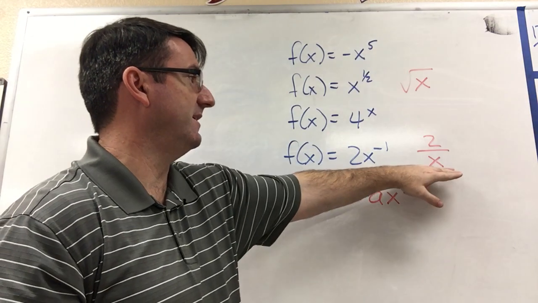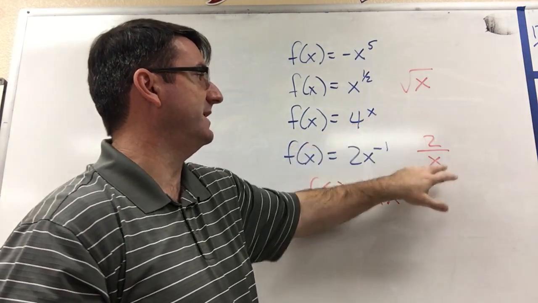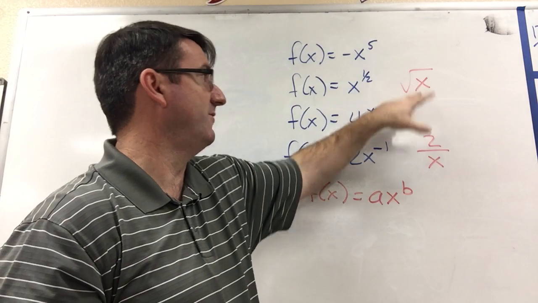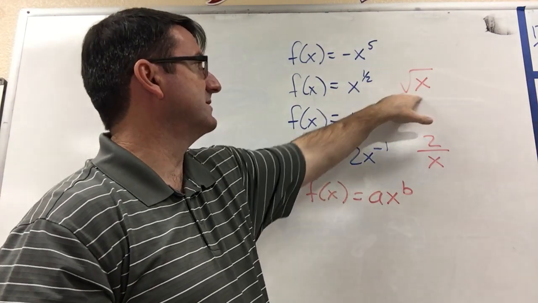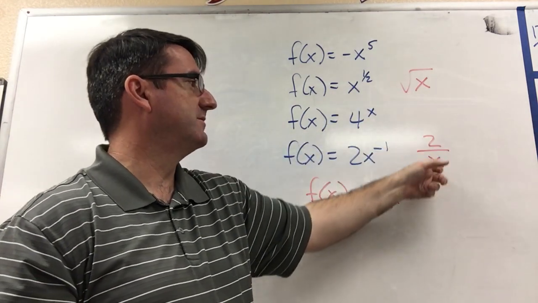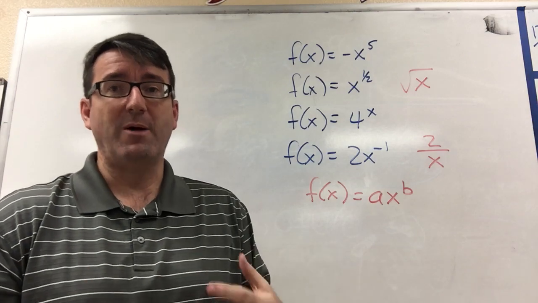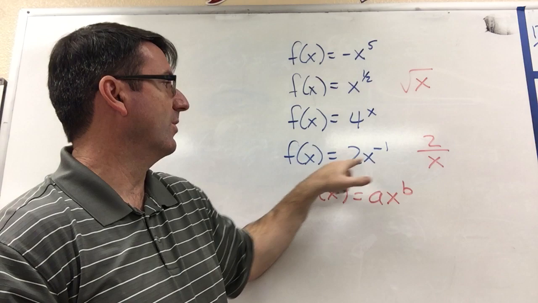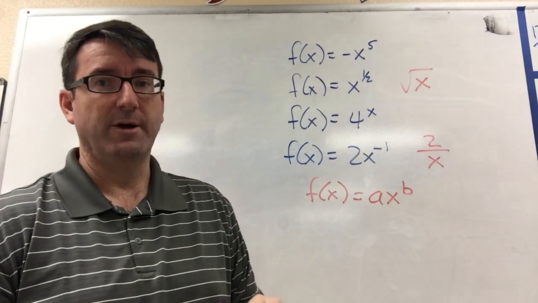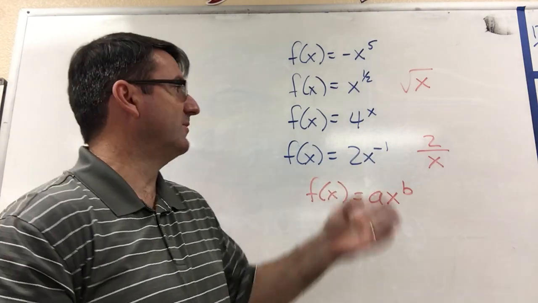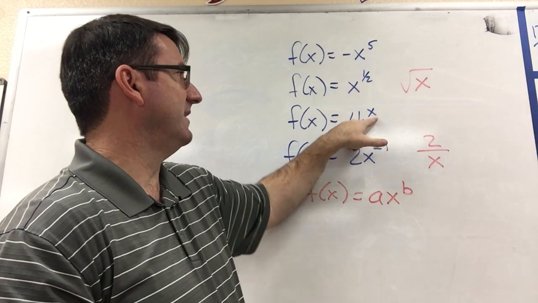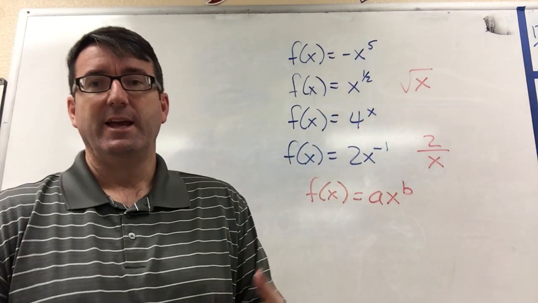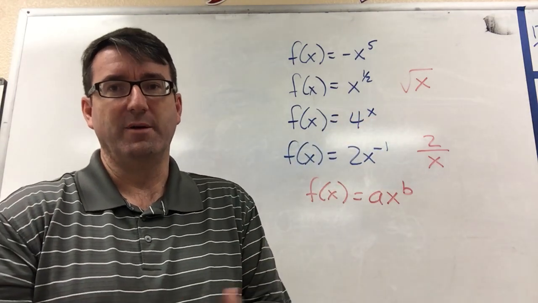Be careful, because even if we had written them in these forms, f of x equals the square root of x, f of x equals 2 over x, those are still power functions because they could be written as x to the 1/2 or 2 times x to the -1. And the thing to watch out for here is anytime you have x in the exponent, it's not going to be a power function.